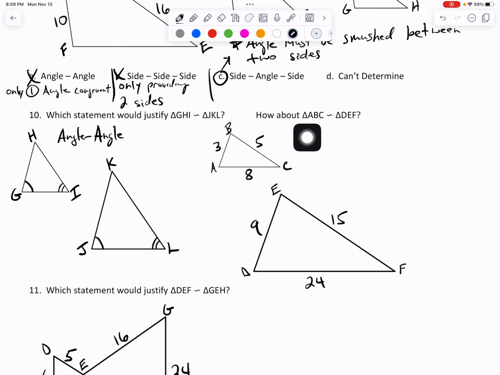All right, now how about triangle ABC to triangle DEF? Well, ABC, DEF. All right, can we use angle, angle? No, it's not giving us any angles, no arches. All right, no curves on the inside. All right, now if there's none, can we use side angle side? No, we cannot. What we can do is we can check for, let's see, 1, 2, 3, 1, 2, 3. We can check for side, side, side.